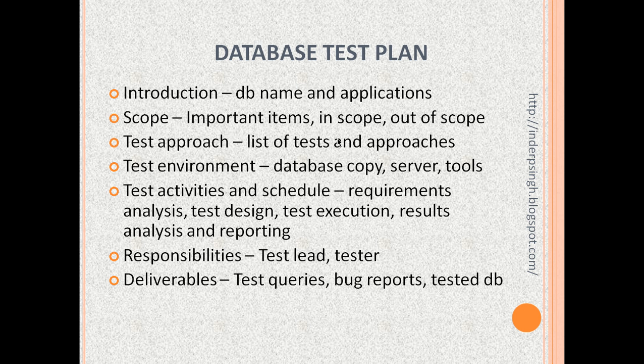What are going to be the deliverables? For example, the test queries you will create once, but you can use them in subsequent database testing also. Then bug reports are the issues that you are going to find in database testing, and finally the deliverable is the tested database. Then in the database test plan you can mention the risks also, that is, what risks you see. For example, there can be frequent changes in the schema, or there can be a large scope of testing, and what is the mitigation, how you will prevent that problem, and if that problem actually happens, how you are going to resolve it.